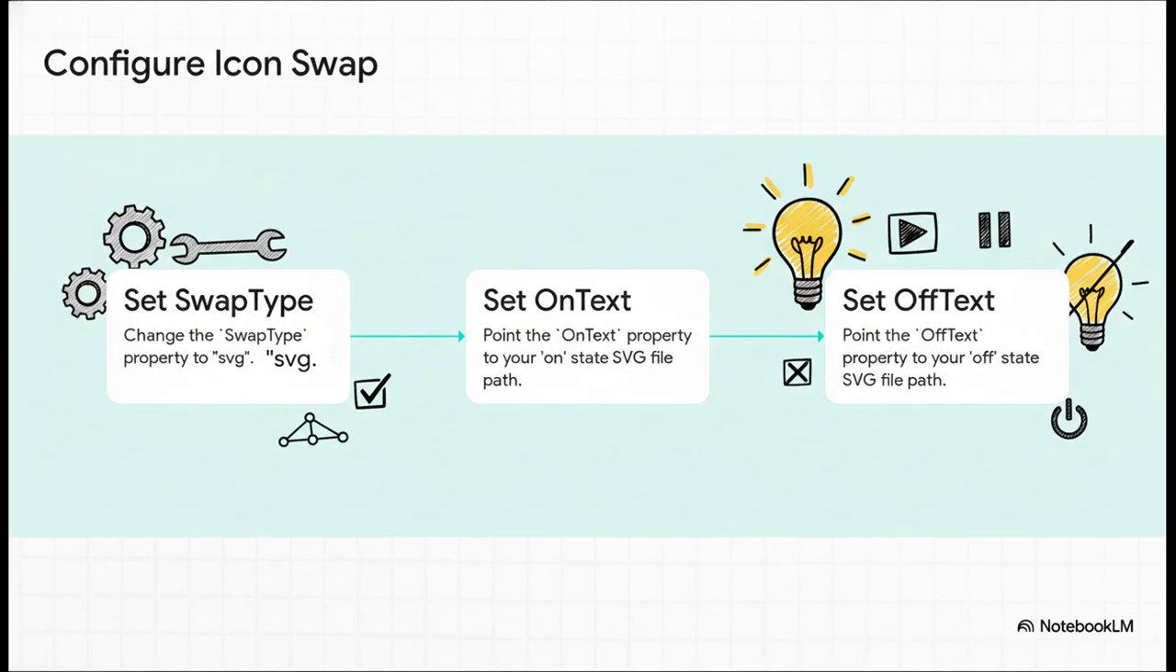So let's break it down into three simple steps. First, set SwapType to SVG. Second, point the on text property to your on-state icon. Maybe it's in your assets folder. And third, you do the exact same thing for off text with your off-state icon. And that's all there is to it.